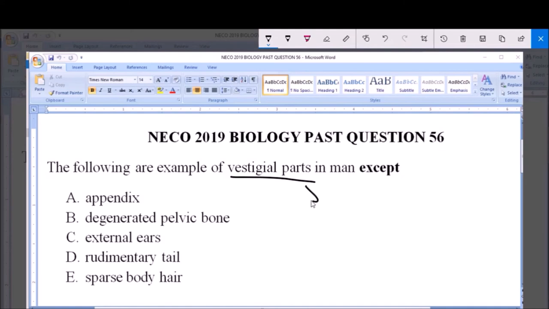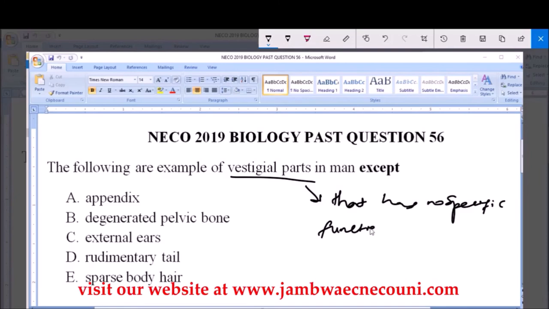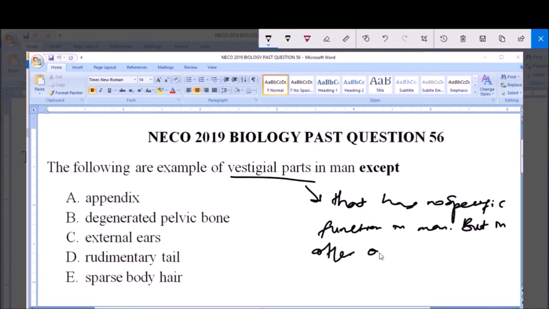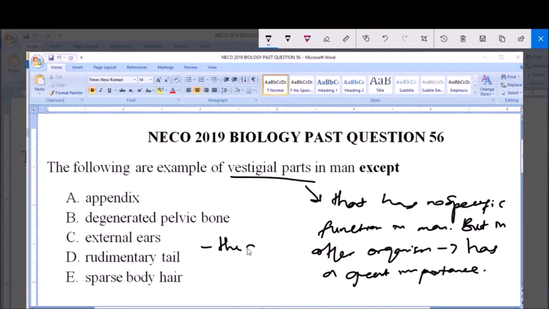Now, vestigial parts in man are simply body parts that have no specific function in man, but in lower organisms, this particular part has a great importance. Now I'll give you an example of a vestigial part in man. An example is the appendix. This appendix in man has no specific function, but in the herbivores, it is represented as the caecum, or cecum, where digestion still occurs.